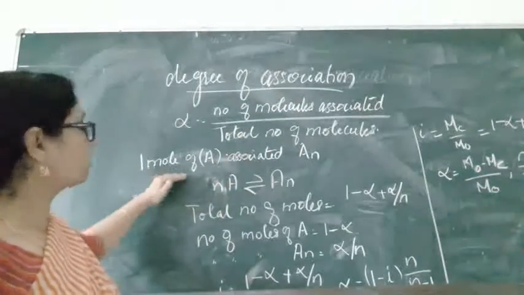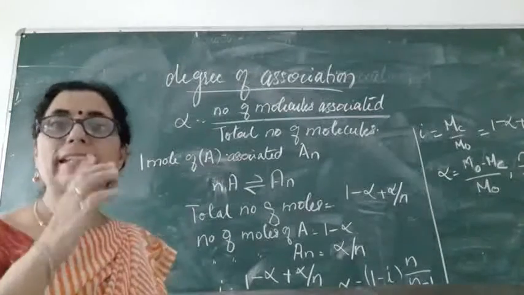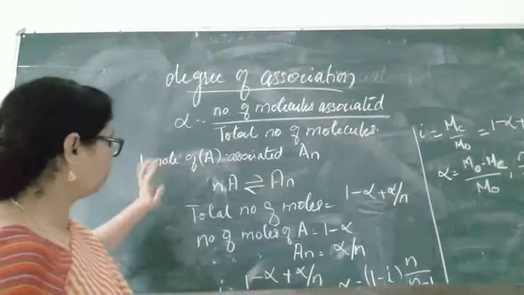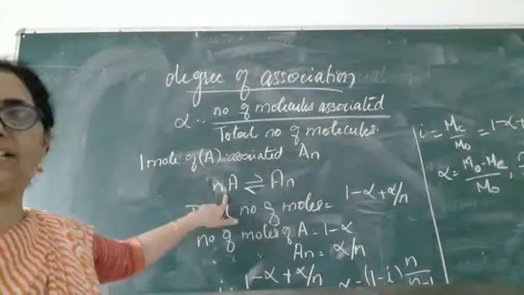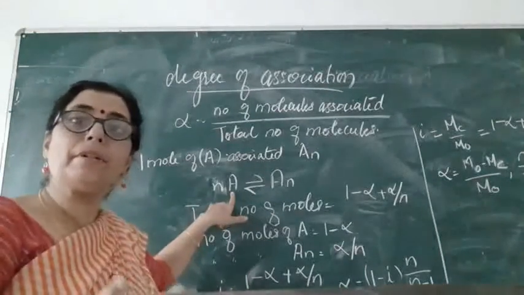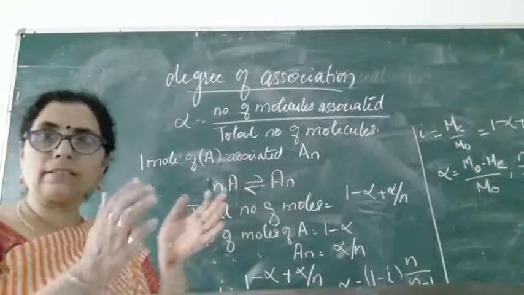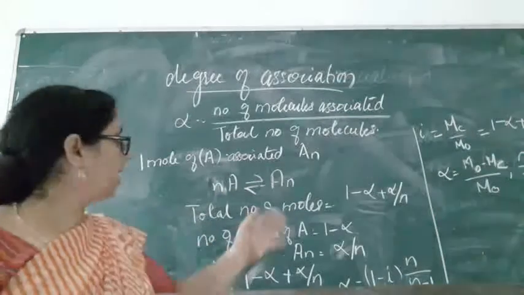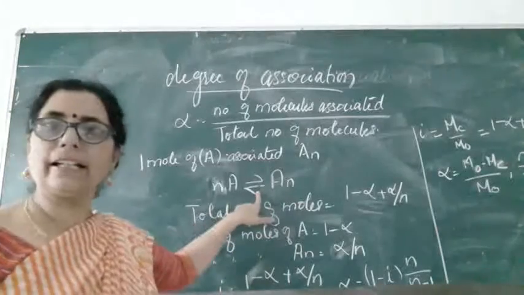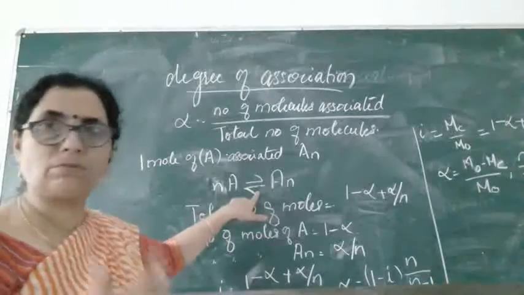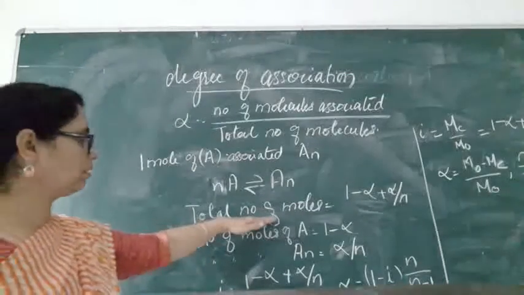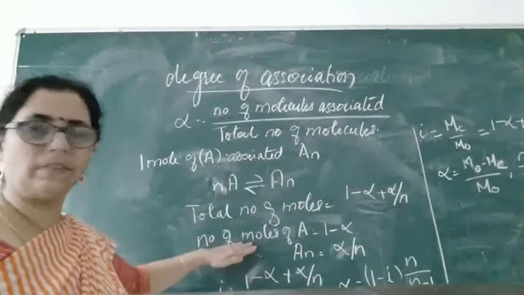So here, suppose we take 1 mole of component A. Here you will see that we will find an equilibrium. When n molecules of A are taken, some of them get associated, and that association is also an equilibrium. So you can write an equilibrium equation. Now this line we will discuss afterwards. First we will discuss this.